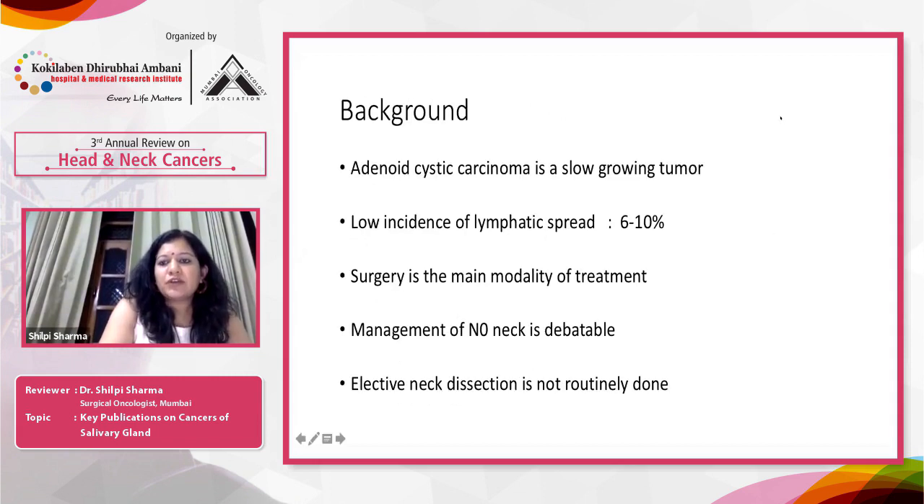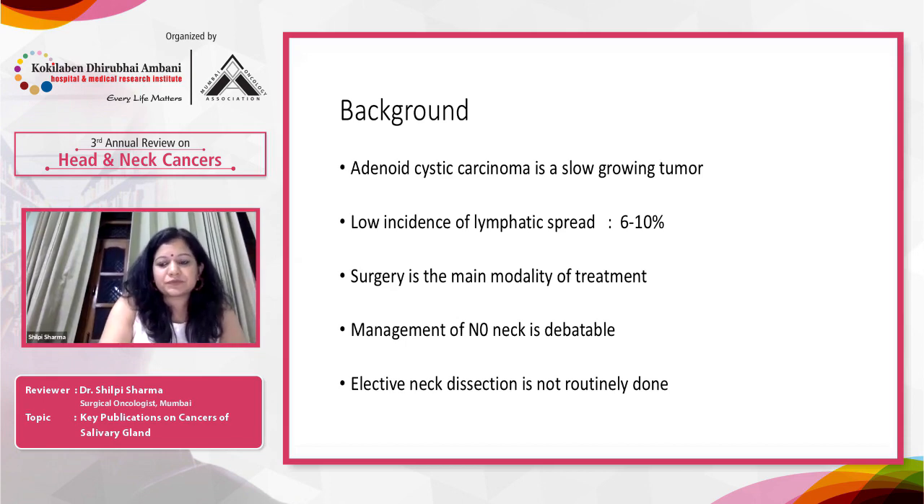The next presentation is elective neck dissection in adenoid cystic carcinoma of the head and neck. As we all know, adenoid cystic carcinoma is a slow-growing tumor with a low incidence of lymphatic spread, to the tune of 6 to 10%, mainly treated with surgery. Though neck dissection is offered for N-positive nodal disease, the management of the N0 neck is debatable. Elective neck dissection is not routinely offered to all those patients.